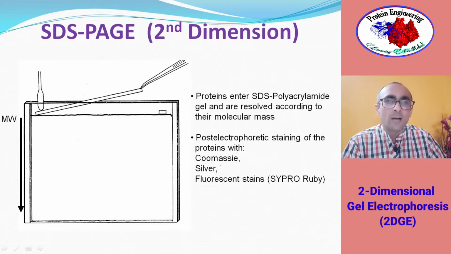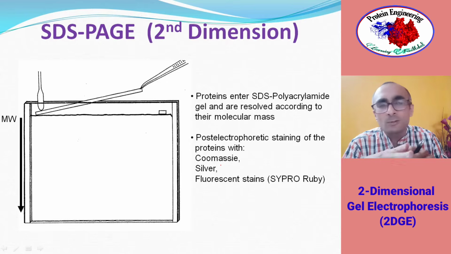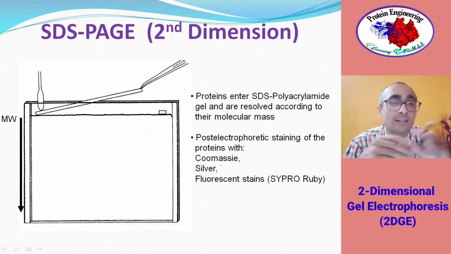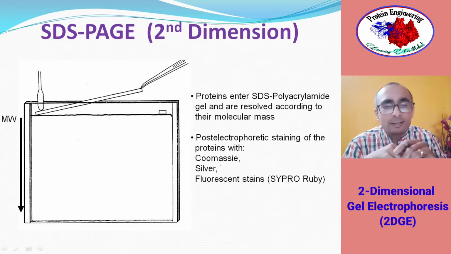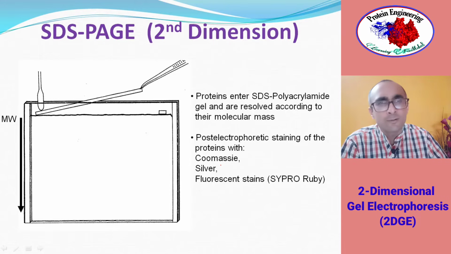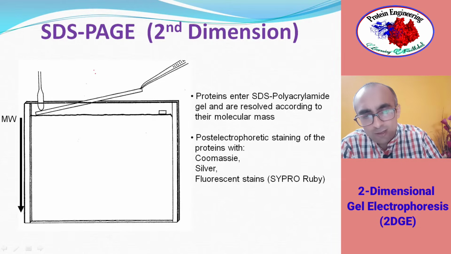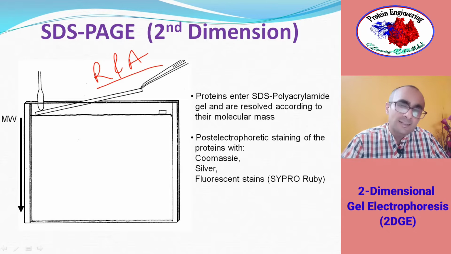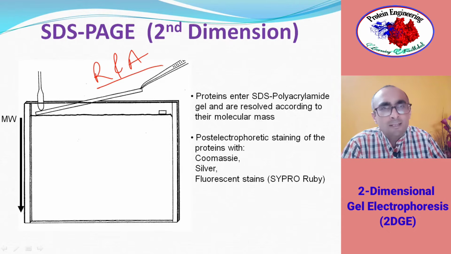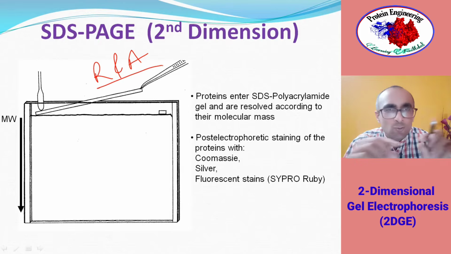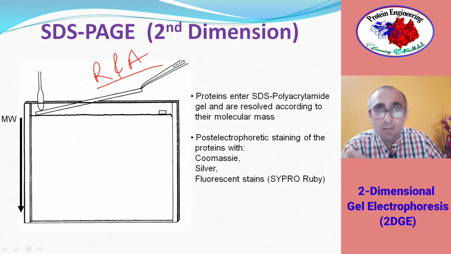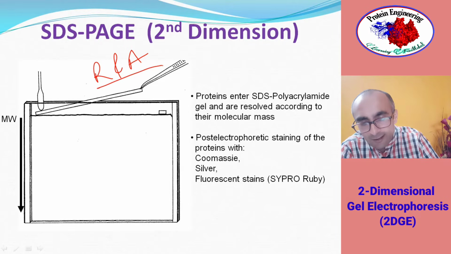So once you have run proteins on the basis of their pI in isoelectric focusing, that IPG strip can be taken off. It can be treated with the sample buffer, the Laemmli buffer, which is used in SDS PAGE, where you have the reduction and alkylation process. You reduce disulfide bonds, alkylate cysteines, and then this IPG strip can be loaded on the top of a precast SDS PAGE.